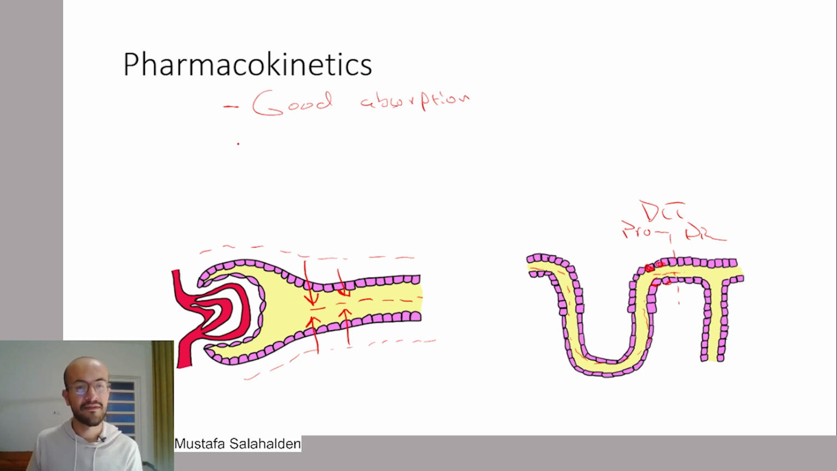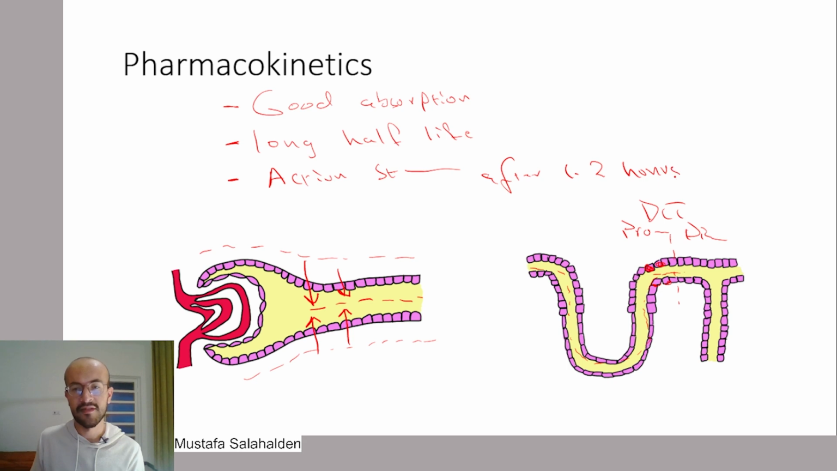They have a long half-life, and their action starts 1 to 2 hours after taking these drugs. This differentiates them from the loop diuretics, which have a faster action. Those work after 5 minutes if taken intravenously, and after 30 minutes if taken orally. Most thiazides are taken orally, and they work after 1 to 2 hours, so they have a delayed effect compared to the other diuretics, of course.